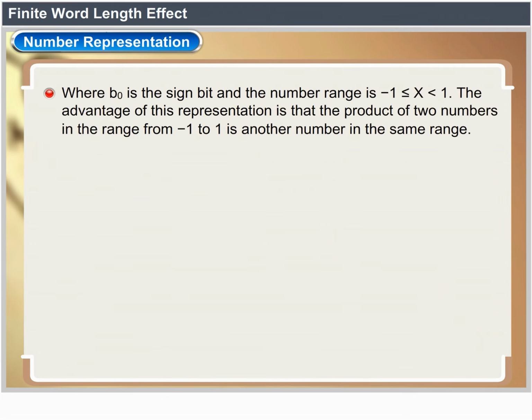where b0 is the sign bit and the number range is minus 1 less than or equal to x less than 1. The advantage of this representation is that the product of two numbers in the range from -1 to +1 is another number in the same range.